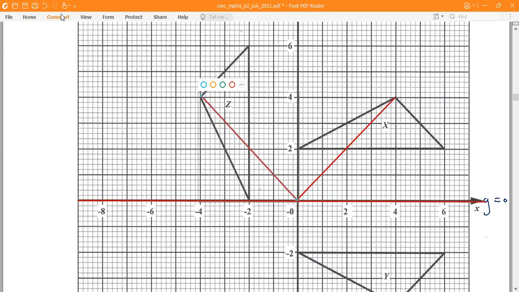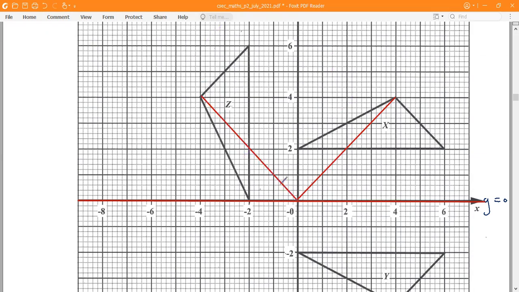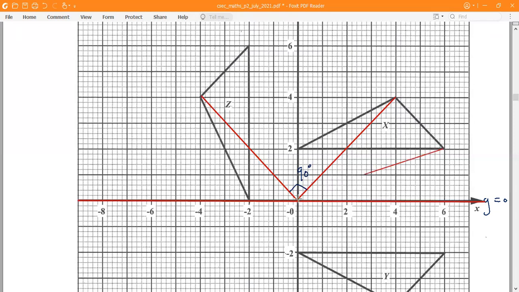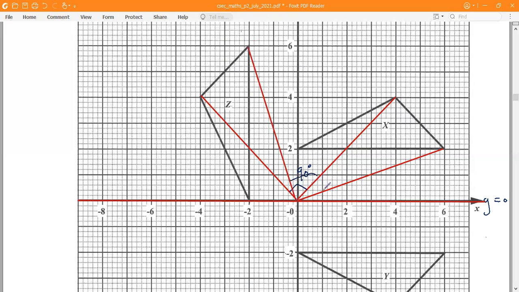Okay, let's see if we can guess this angle is L-shaped. All right, if you have your protractor, what you can do is measure this angle. You'll find that this is 90 degrees. If you take another line here and you connect it to its image, you will find that this angle is also 90 degrees.